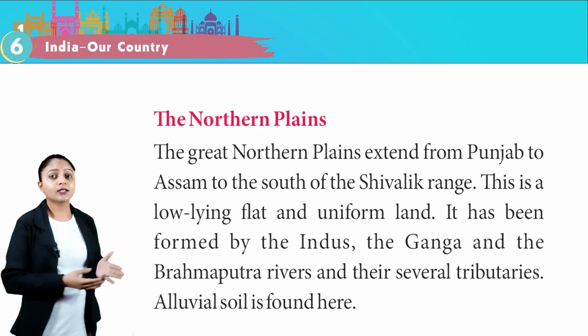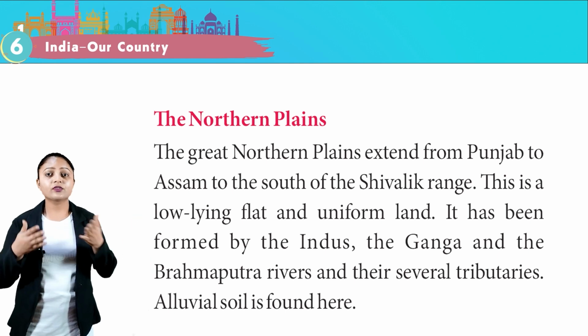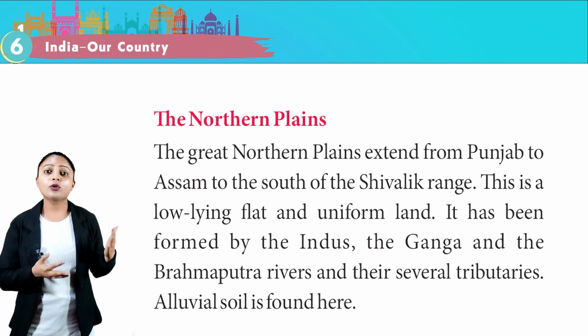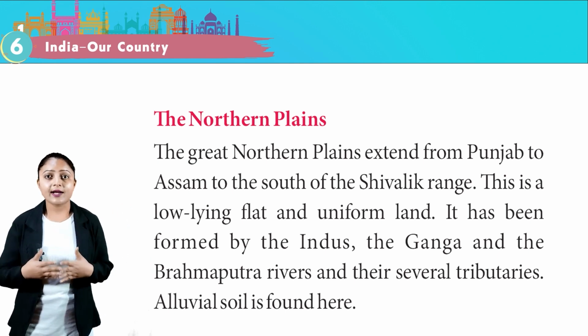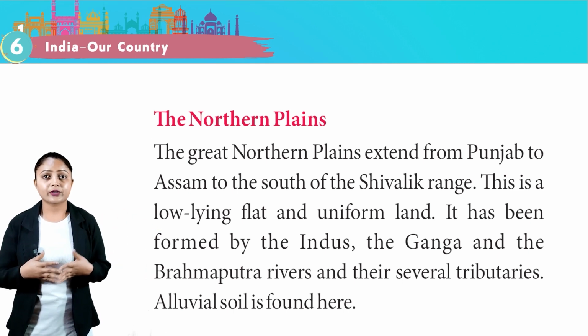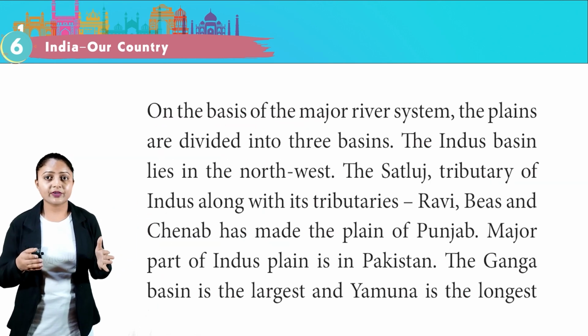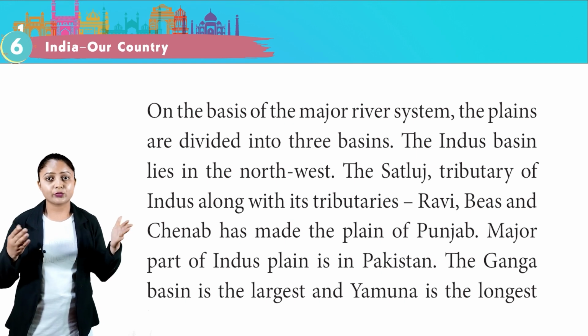The Northern Plains. The Great Northern Plains extend from Punjab to Assam to the south of the Shivalik Range. This is a low-lying flat and uniform land. It has been formed by the Indus, the Ganga and the Brahmaputra rivers and their several tributaries. Alluvial soil is found here. On the basis of the major river systems, the plains are divided into three basins.